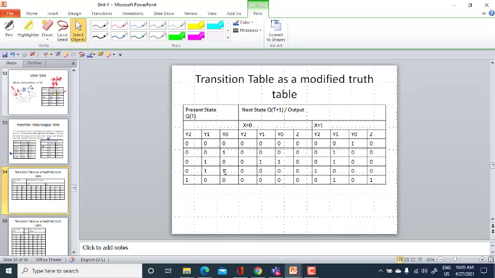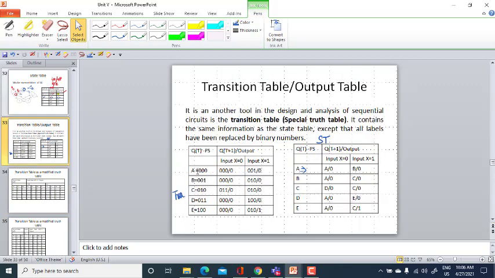So what is a truth table? Generally, what we know about a truth table is you have an input and an output: for this set of input, what will be the output? Since this is a sequential circuit, along with the input and the present state, you will represent the next state and the output. Now these binary digits, I have assumed 000 for A, 001 for B, and 010 for C. Likewise, I am assuming the states.